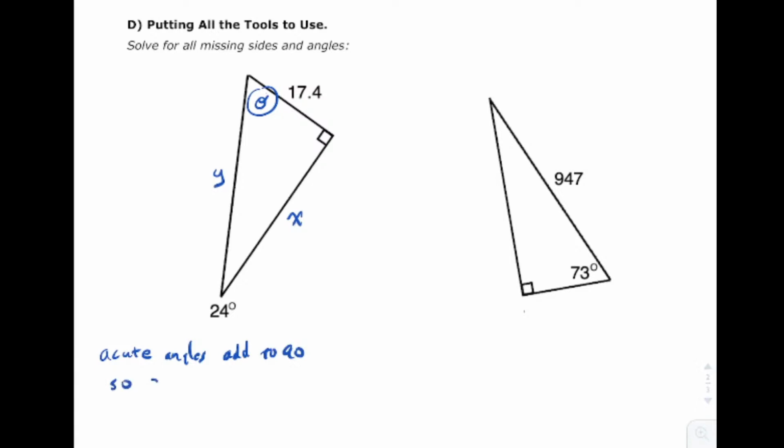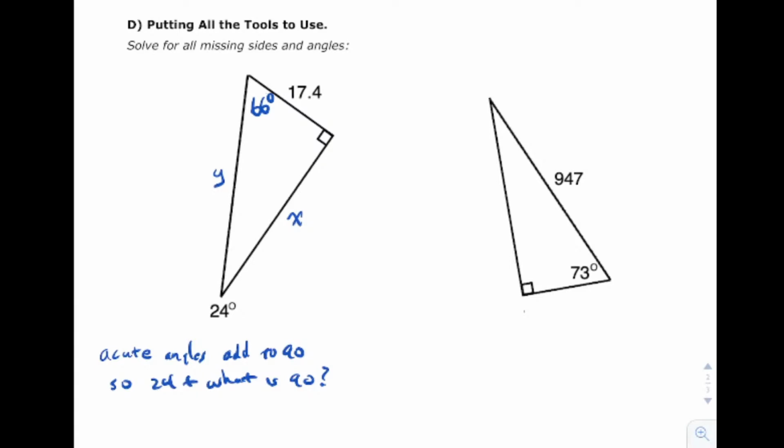So 24 plus what is 90? Well, let's see, just count out 24. 30, 40, 50, 60, 70, 80. So it could be 66 degrees. I don't need to put a theta there. I can just say, hey, that's 66 degrees. And then you can always spot check yourself. 66 plus 24 is, 76, 86, yep, that's 90. Good. See, we're making progress. One down, two to go.